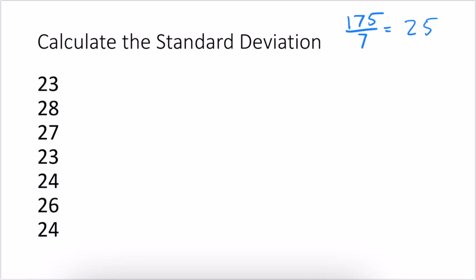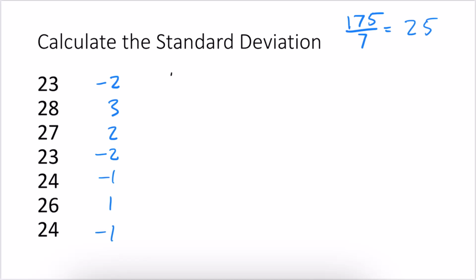So now I'm going to calculate my deviations by doing 23 minus 25, which is negative 2, which basically says 23 is 2 units below the mean. 28 minus 25 is 3. 27 minus 25 is 2. 23 minus 25 is negative 2. 24 minus 25 is negative 1. 26 minus 25 is positive 1. And 24 minus 25 is negative 1. So these are all of my deviations, and now I need to square my deviations.